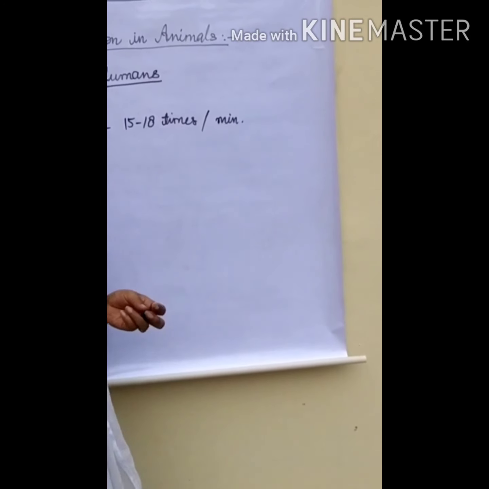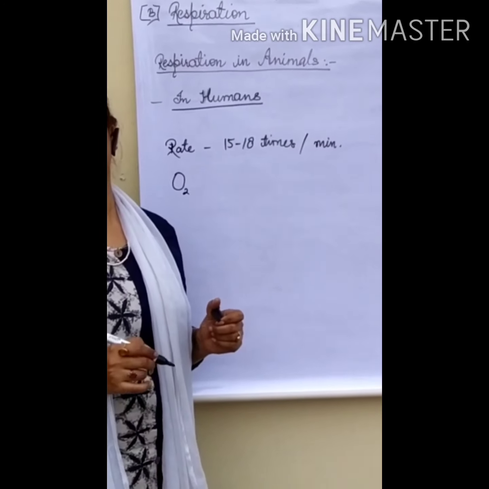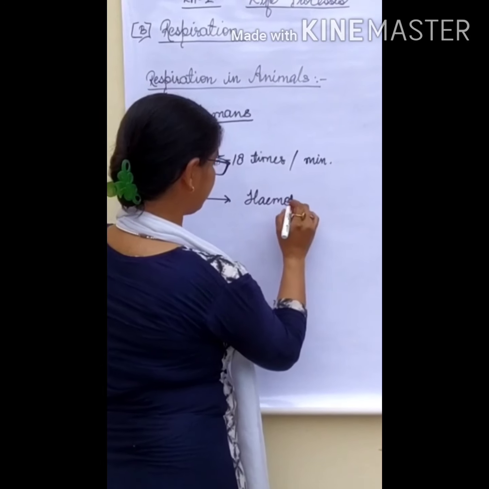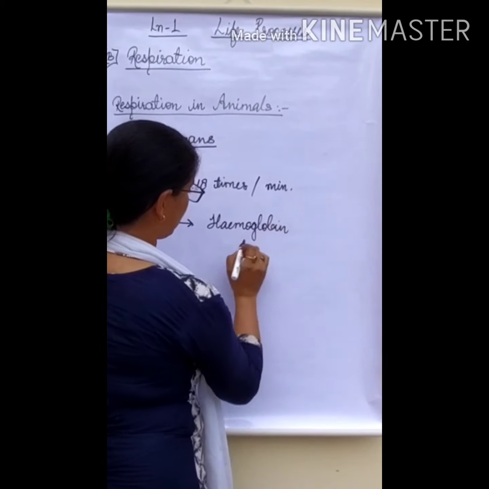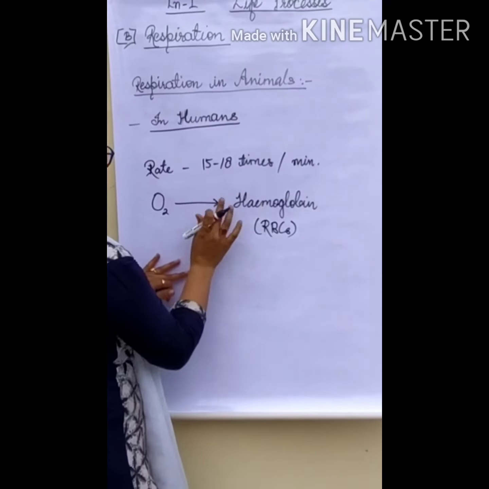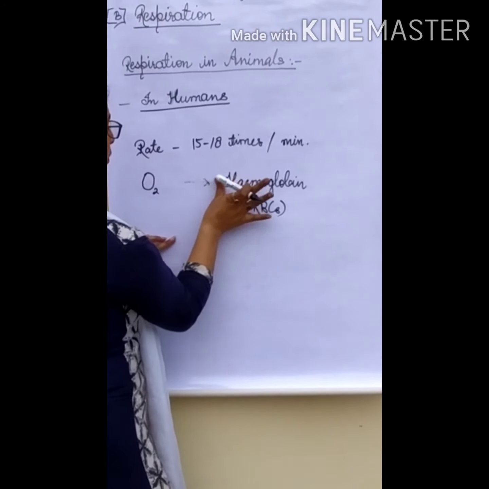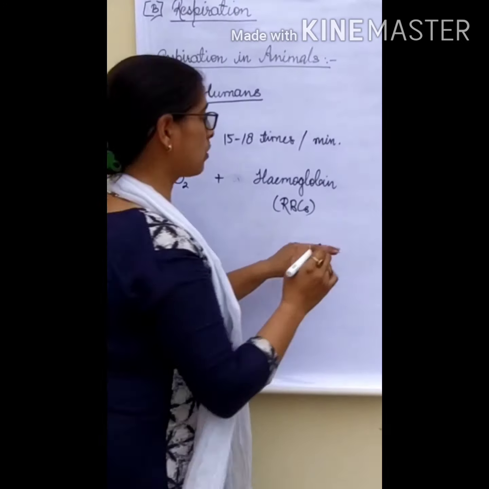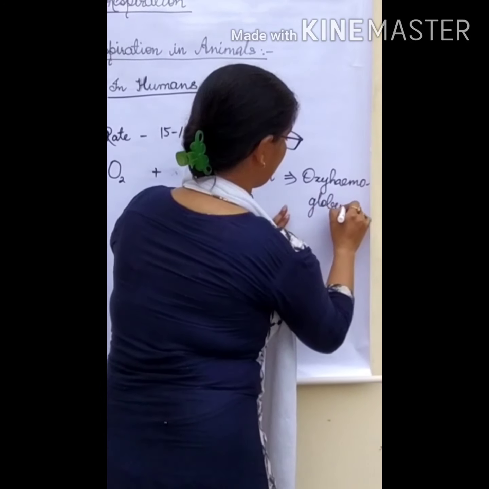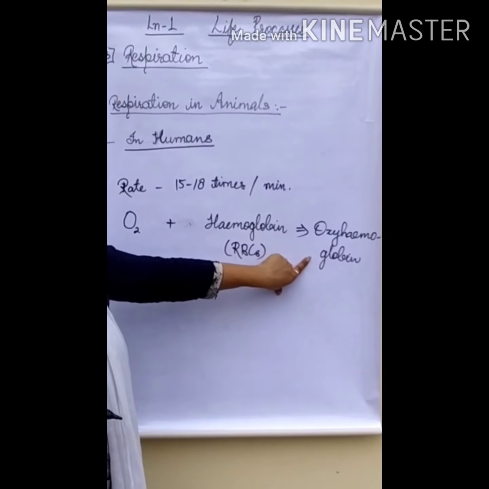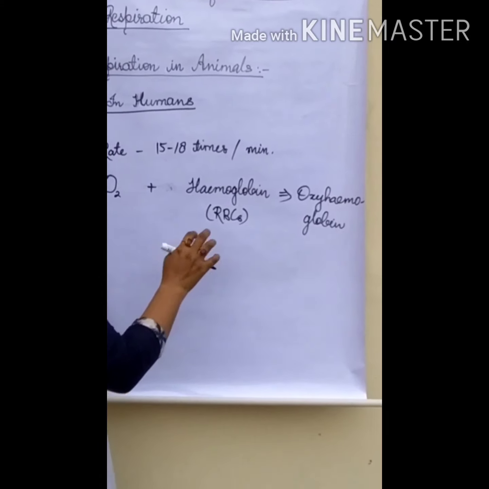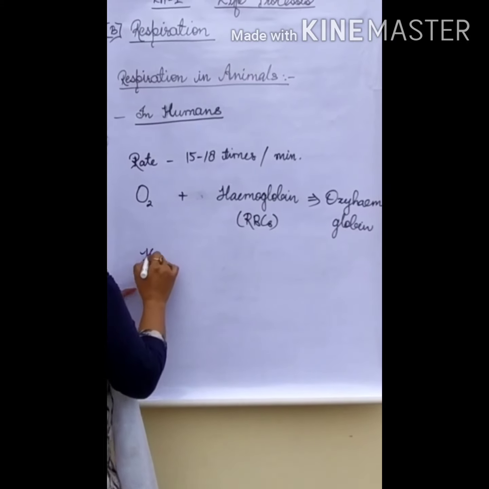Children, when we inhale air, it reaches our lungs. From the lungs, it mixes with the blood. In the blood, RBCs contain hemoglobin. Here, oxygen unites with the hemoglobin and forms a complex compound. This complex compound is called oxyhemoglobin. Oxyhemoglobin makes the blood pure, makes the blood oxygenated, and then it reaches the cells of our body. There, the cells utilize the oxygen, take the oxygen, and the hemoglobin becomes free.